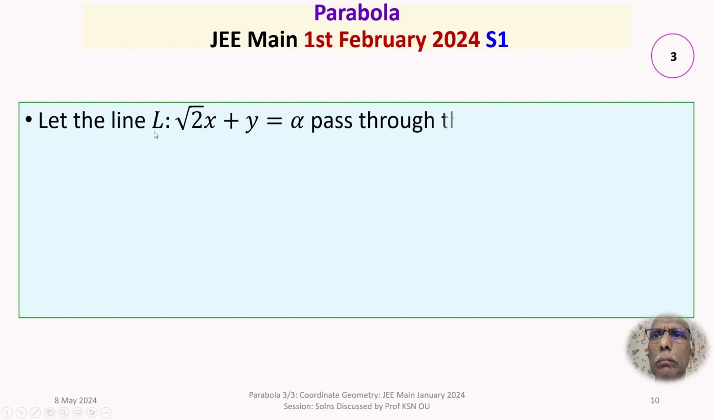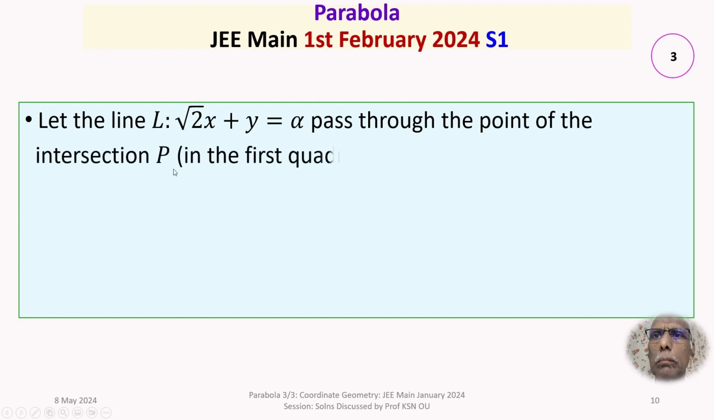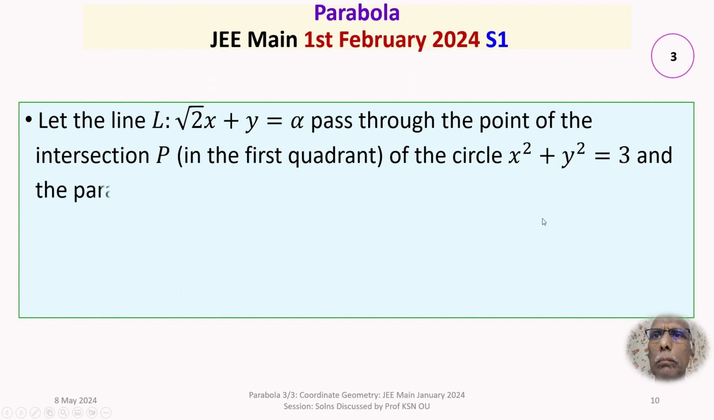Let the line L, whose equation is root 2x plus y is equal to alpha, pass through the point of intersection P in the first quadrant of the circle x square plus y square is equal to 3 and the parabola x square is equal to 2y. Right. We have a circle, we have a parabola, and the point of intersection P, which lies in the first quadrant, you have to consider. And given this line L passes through this point P.